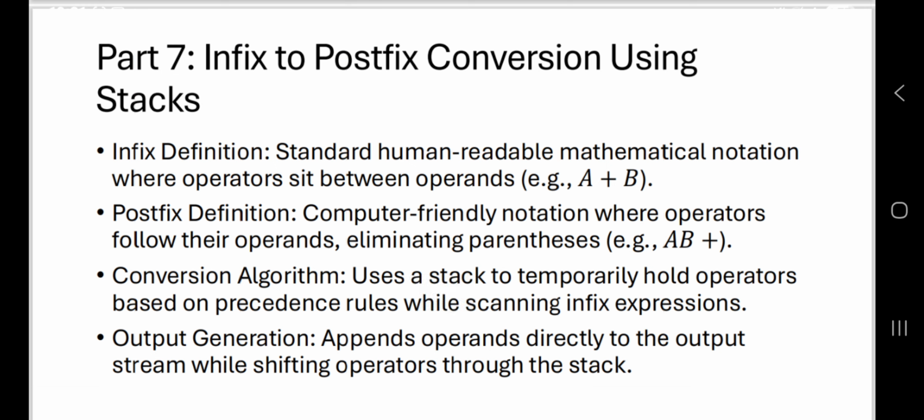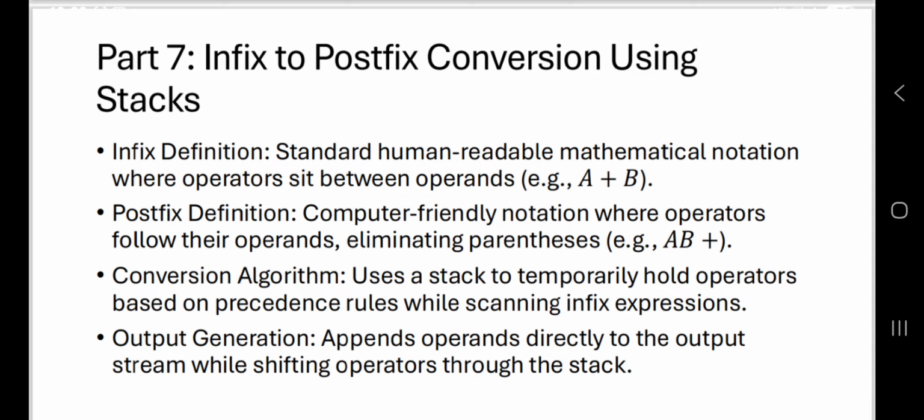How do computers convert standard mathematics into a form that they can easily evaluate? So let us examine in part 7 the infix to postfix conversion using a stack. The infix definition is the standard human-readable mathematical notation where operators sit comfortably between operands, such as a plus b. And then we have the postfix definition.